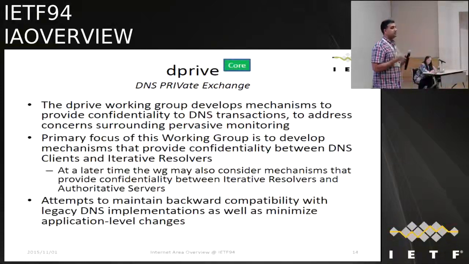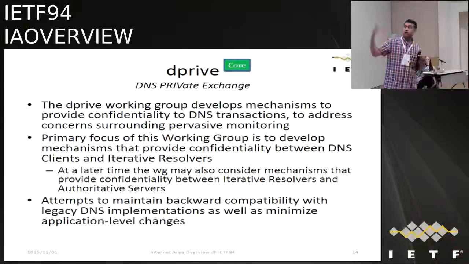There's a lot of stuff we take for granted in some countries which is not available in other countries. Censorship is very, very prevalent in the world. And there is stuff that we can do as protocol designers to help people in regimes where they don't have the same kind of freedoms the internet provides, okay? So this is something specifically targeted towards DNS privacy. Next slide.